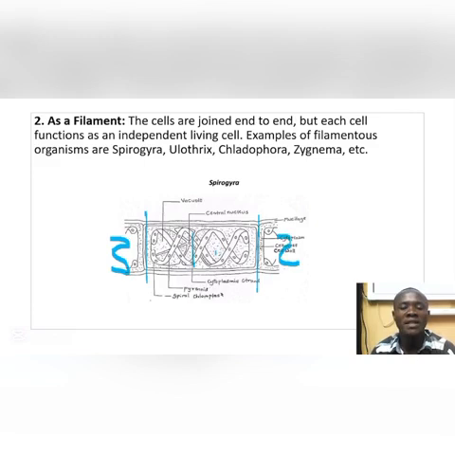But each of these cells is able to live independently on its own. What does this mean? That one doesn't depend on two for life processes like excretion, reproduction, nutrition, etc. This one is doing all the life processes on its own. Two doesn't depend on one, and two doesn't depend on three for any of its life processes.